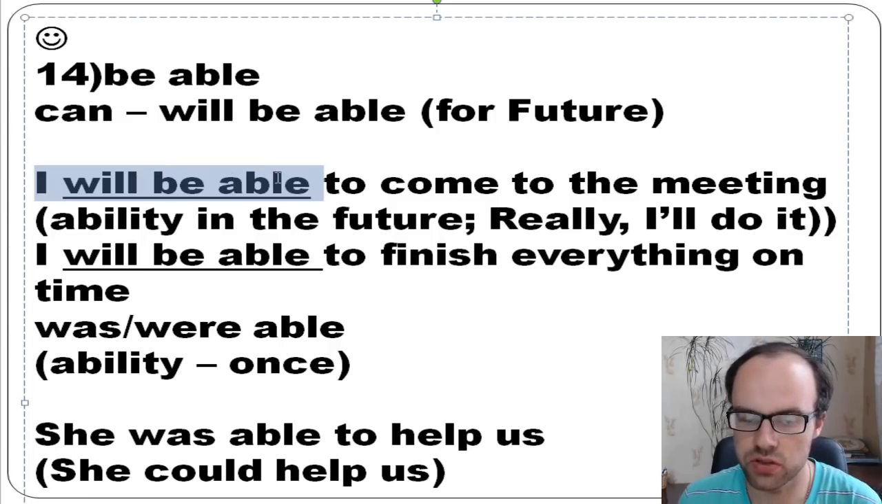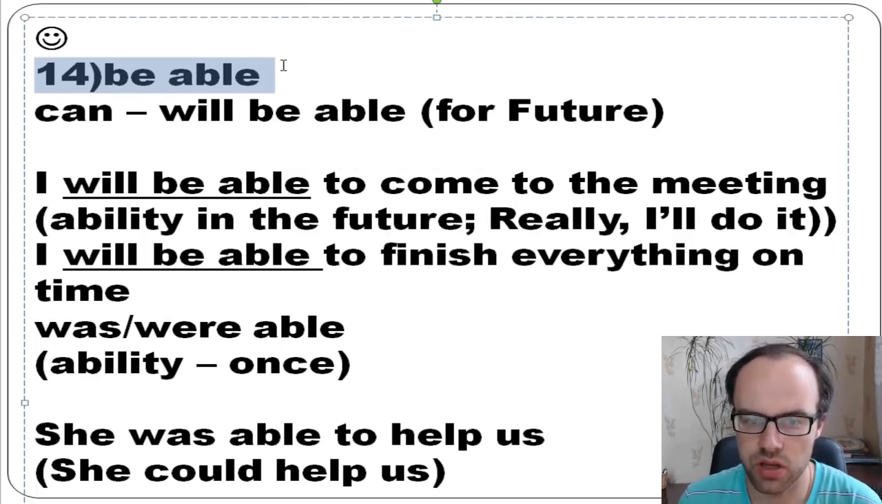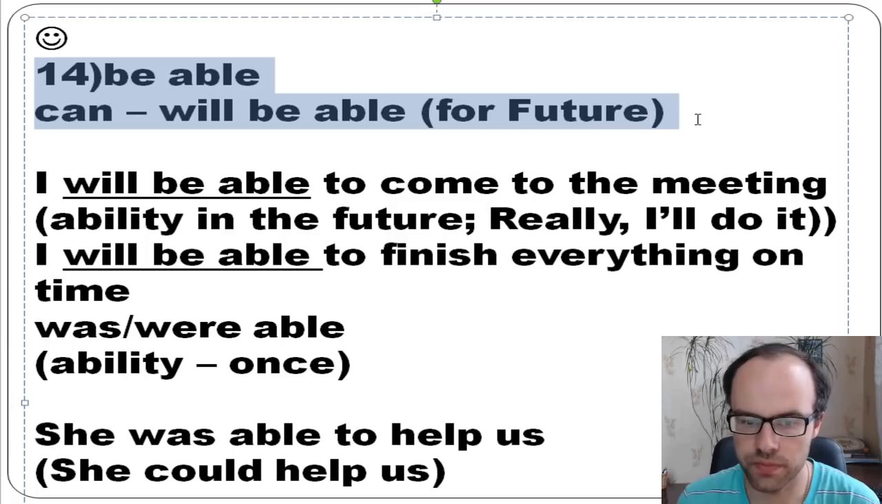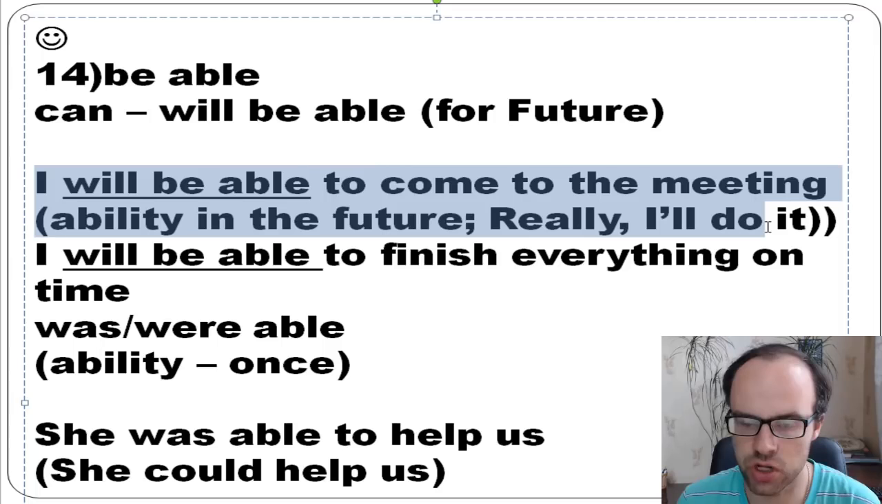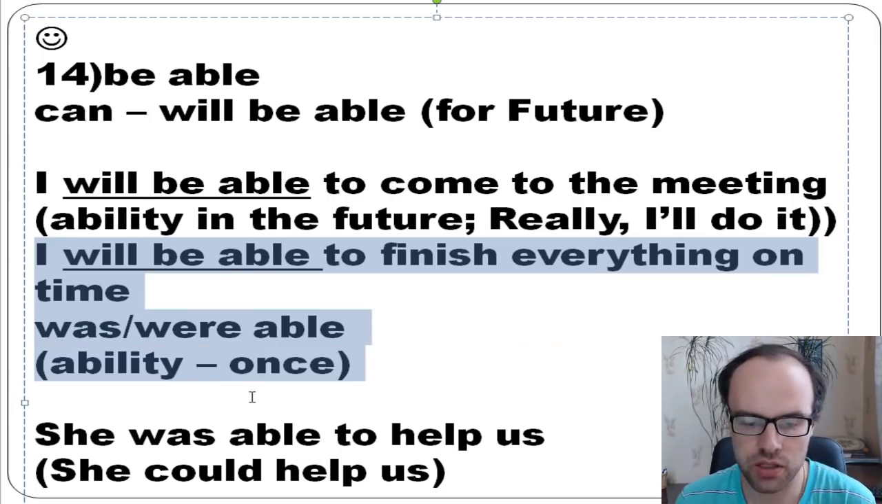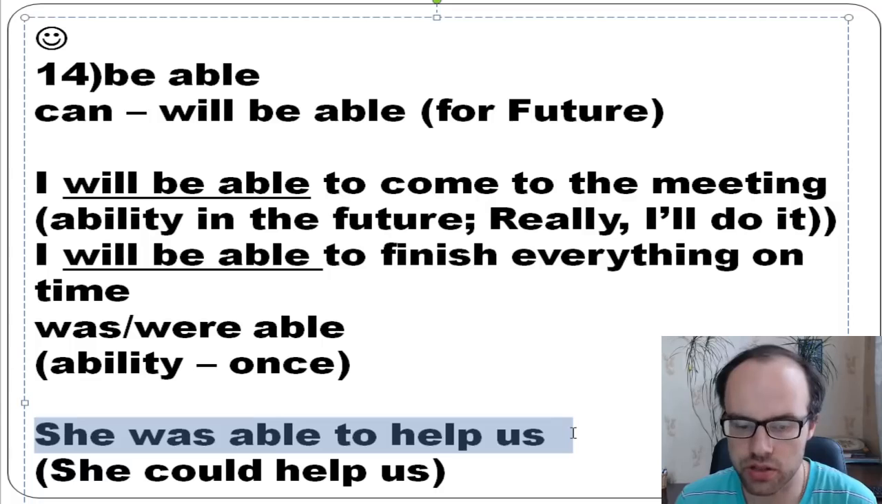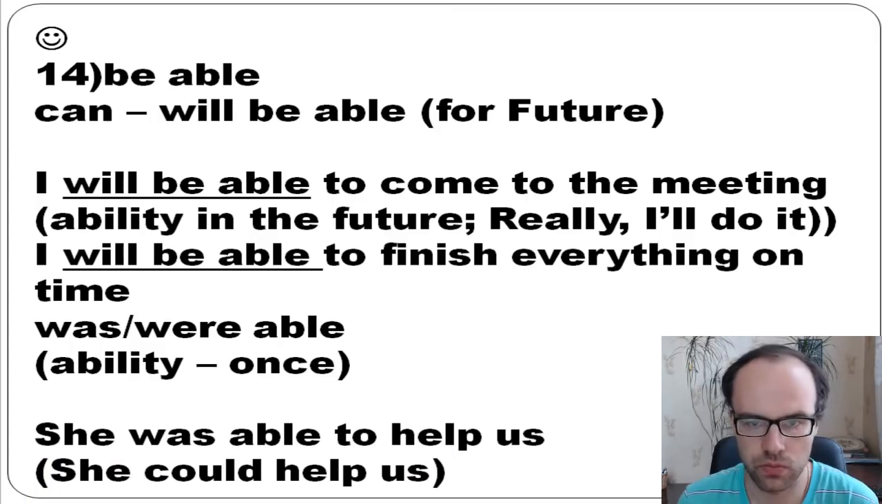And you know that we often use in our speech, yeah, will be able, okay? So be able, can and will be able for future. I will be able to come to the meeting, so it's ability in the future. I will be able to finish everything on time, okay? So was, were able, ability once, and she was able to help us, yeah, maybe once, and she could help us, so regularly.